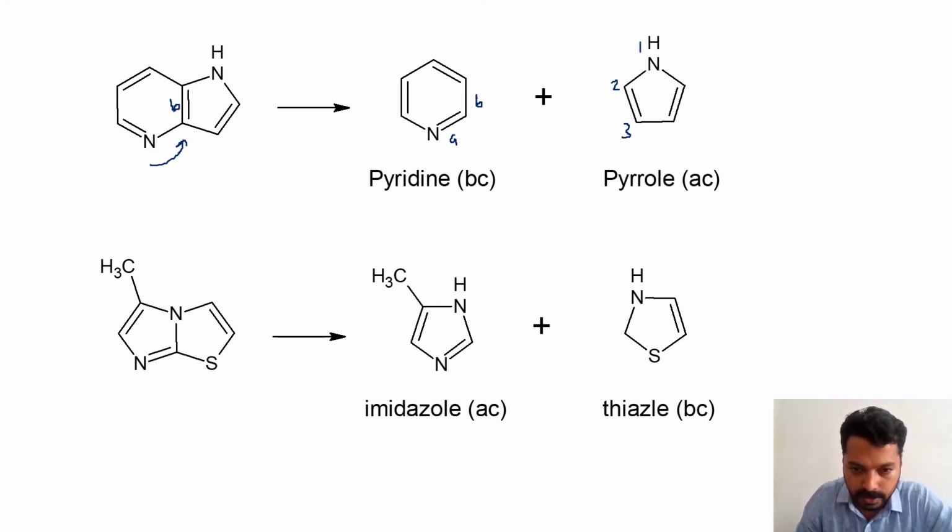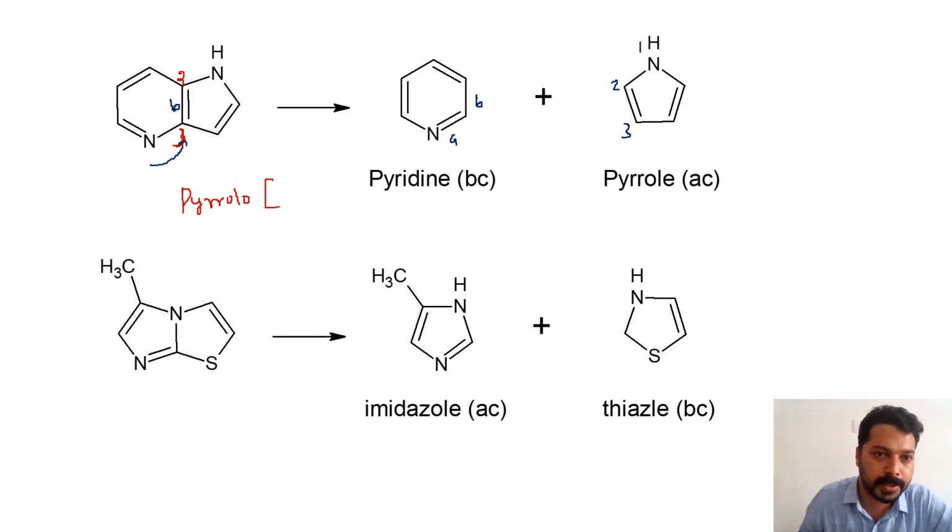I will be using some other color. So this will be 2 and this will be 3. So the name will be pyrrole, that is pyrrolo. In the square bracket you can write, it is moving in this direction, it is A here, so it is 3,2-b]pyridine. Pyrrolo[3,2-b]pyridine.